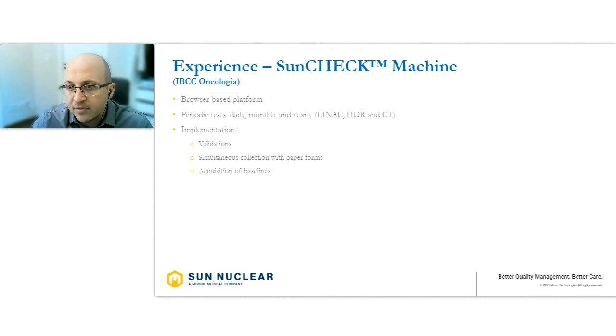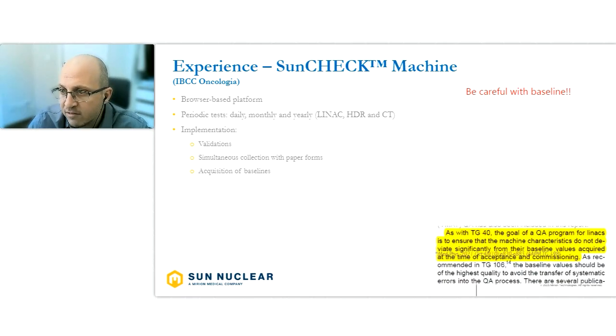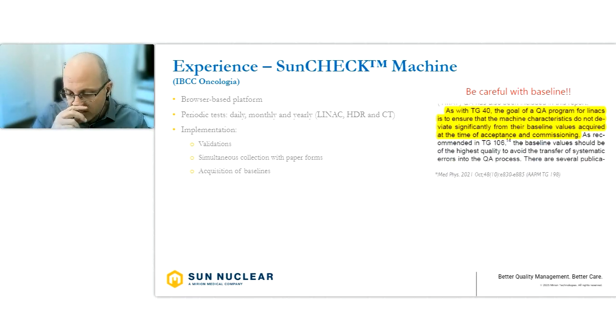So we did a simultaneous collection with the paper forms and the spreadsheet too. The important aspect of the implementation phase is the acquisition of the baselines. The TG highlights for us to be careful with the baselines. It's an important aspect, so we need to consider enough time and effort for precise acquisition of the baseline. That is the main aspect of the use of the software.